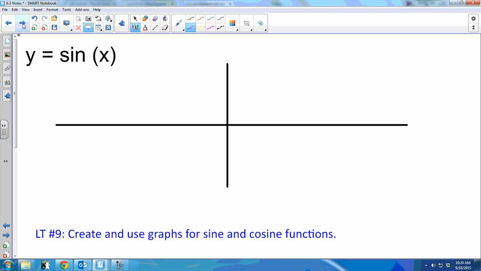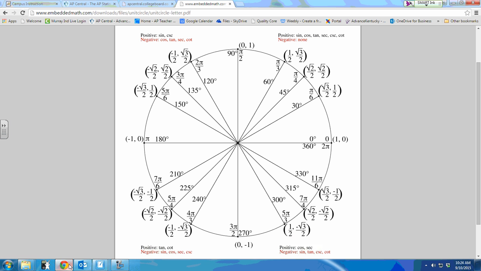In a graph of a trigonometric function, so in this sine curve, the x-axis is radian measures. The radian measures that I'm going to use are the radian measures on the unit circle.